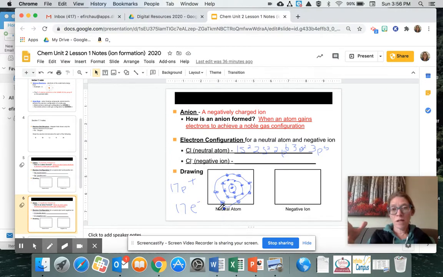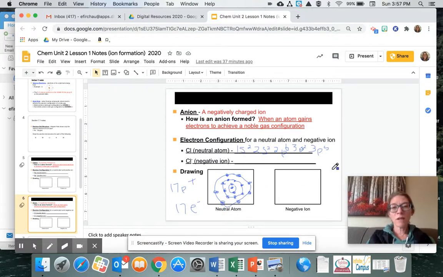So chlorine can either gain one electron to have a total of 8, or it could lose all 7. So it could lose the 7 that it has or gain 1. So energy-wise, it's a lot easier for chlorine to just gain 1 electron.